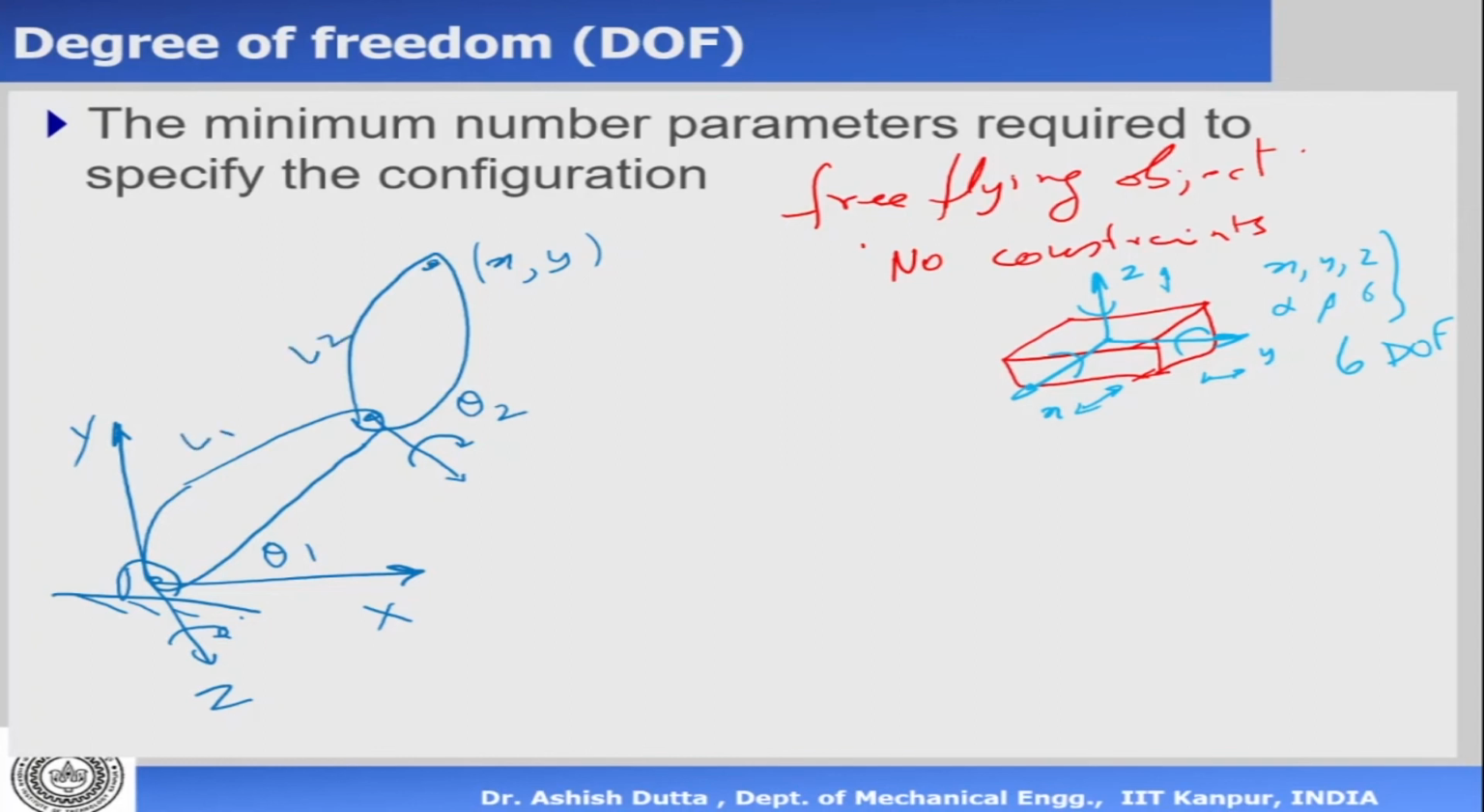This is in 2D, so this coordinate here has coordinates x and y. So there is only x and only y, and there are two angles, theta 1 and theta 2. So how many degrees of freedom are there? Now this is planar. To specify that x and y, we need only 2 degrees of freedom, theta 1 and theta 2. So that is the minimum number.